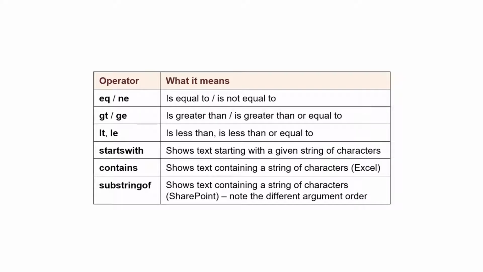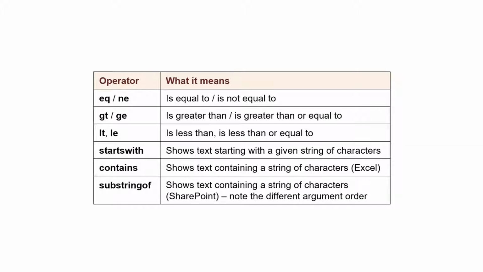So the final thing I was going to show is an OData function or operator. There's the main ones you can use. I promised you I'd show you all the operators: equals, not equal to, greater than or equal to, less than or equal to, and there they are. But you can also choose starts with, contains, and substring of, although that seems to be specific to SharePoint.